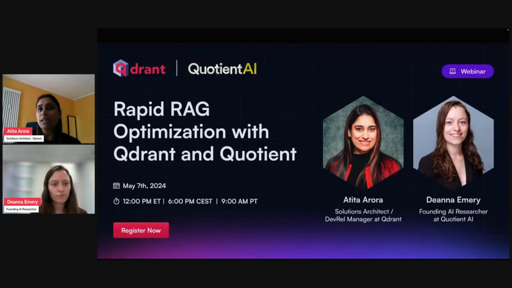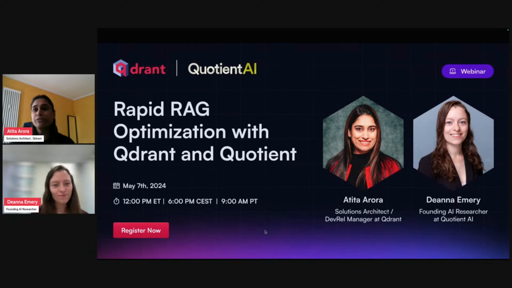So to kick things off, I'll start with probably a short intro of myself. My name is Atita Arora, and I work as a solution architect at Qdrant. I come along with 15 years of information retrieval experience in the domain, helping clients implement information retrieval systems, and currently been helping a lot of customers with implementing a successful RAG solution in production. And maybe to help me here, how about a short intro from your side as well, Deanna? Yeah, I am Deanna Emery. I'm founding AI researcher at Quotient AI. And I've been in the AI and ML space for the past 6 years now. I'm based in Boston. And yeah, that's me.